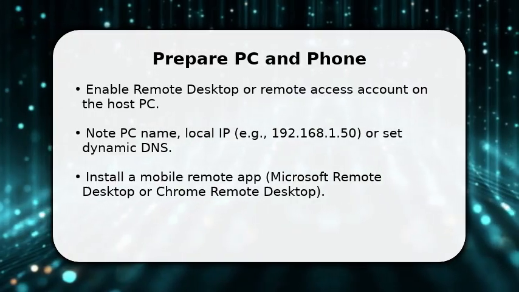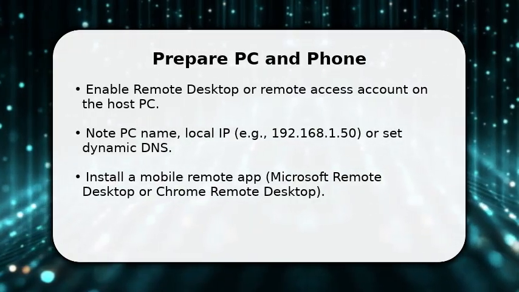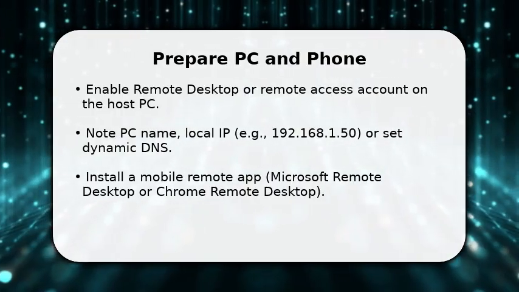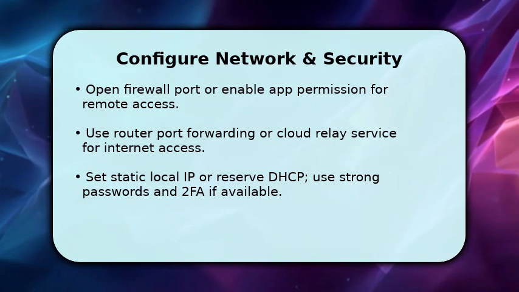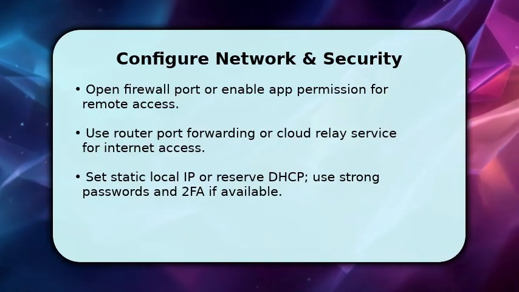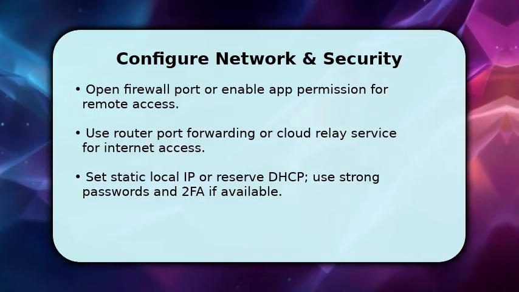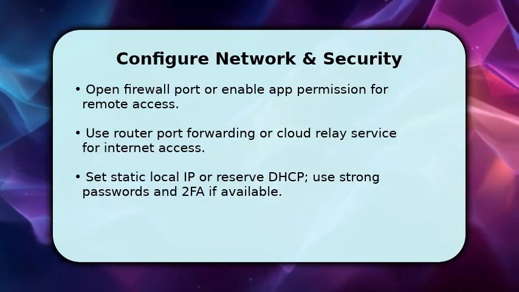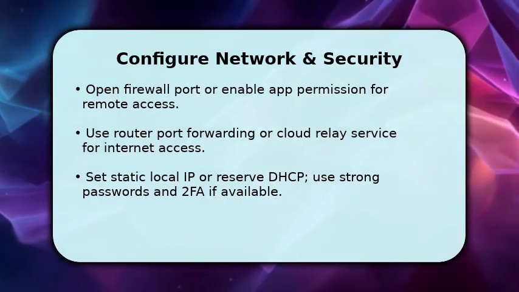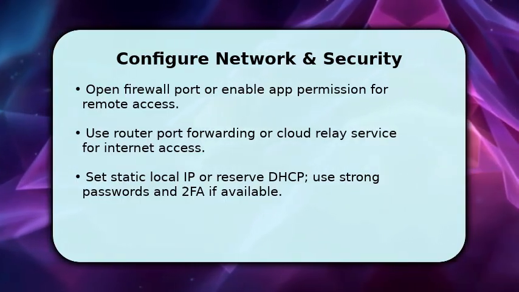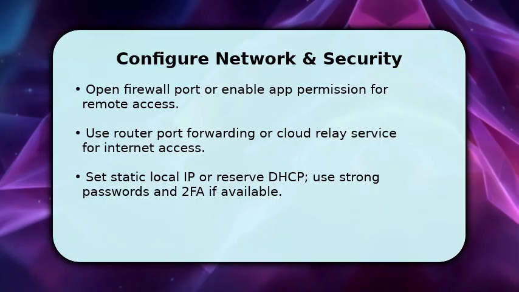This is the practical step that bridges the desktop and mobile apps and gets you ready to configure network access. You now make the connection reachable. Allow the remote app through the PC firewall and either set up router port forwarding for the remote desktop port or choose the app's cloud relay to avoid port work. Once set, reserve the PC's local IP via DHCP or configure a static IP so address changes don't break access.